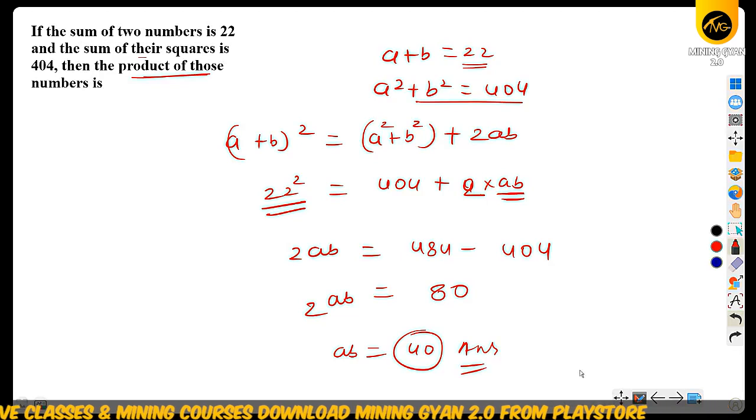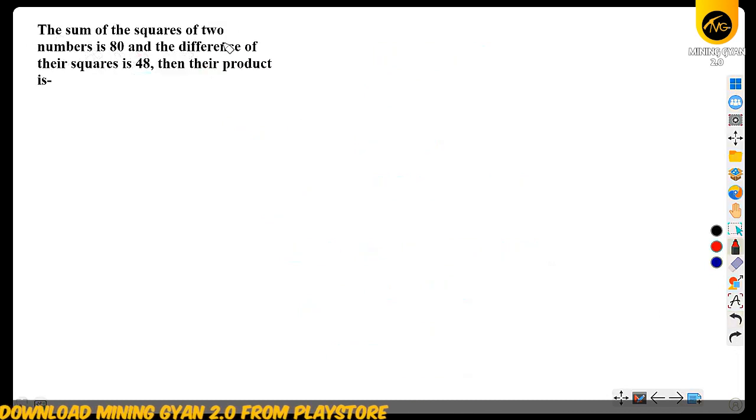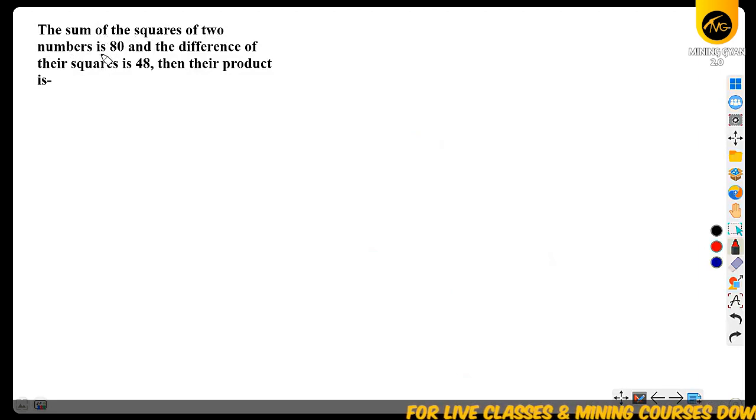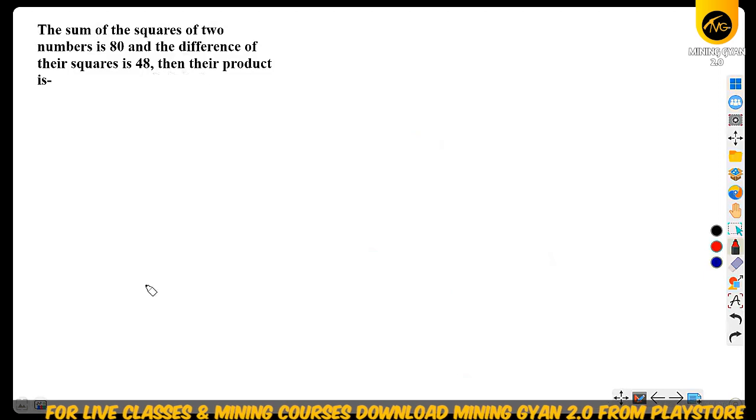Okay, last two questions we have. First: the sum of the squares of two numbers is 80 and the difference of their squares is 48. Then their product is. Okay, do it. Sum of the squares of two numbers is 80, that means A square plus B square is equal to 80. And the difference of their squares is 48: A square minus B square is equal to 48. So then their product is, what will be the product of those two?